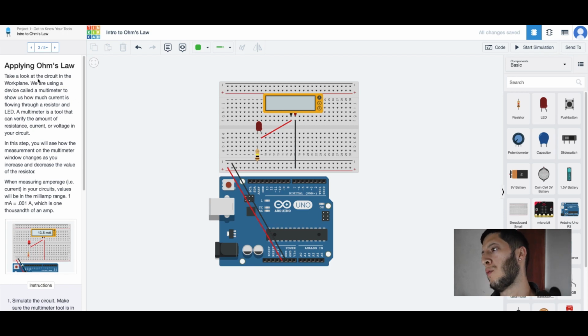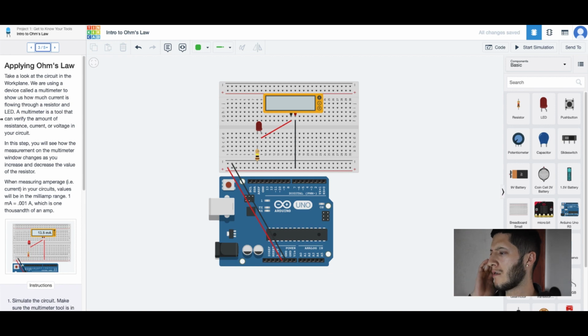Today we are applying Ohm's law. You can see right here, I've already done a few. Intro to Ohm's law, how it works and stuff. I might have to go over it though, I don't remember. I remember it was V, I, and C. No, there was no C, it was I. V, I, and... yeah, I'm gonna have to look over it.